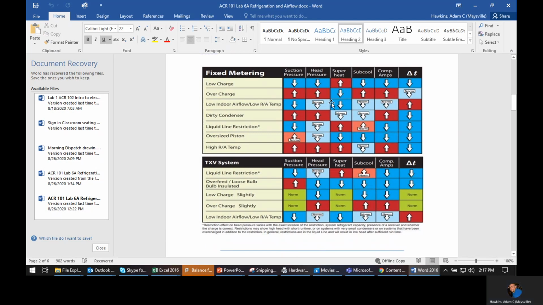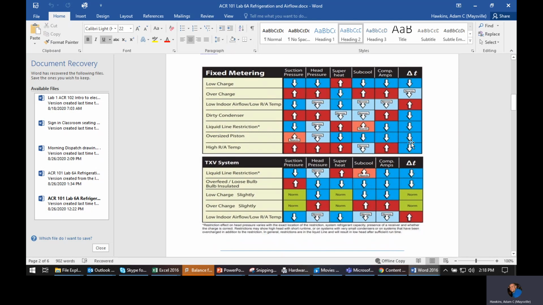So what does all this mean? Well, I've got another paper that I'm probably going to hand you that you can keep in your record that has something similar to this. It goes through different scenarios and how each one would impact pressures, temperatures, subcooling, superheat, amperage, delta T. But I thought this one was pretty good and pretty easy to read.